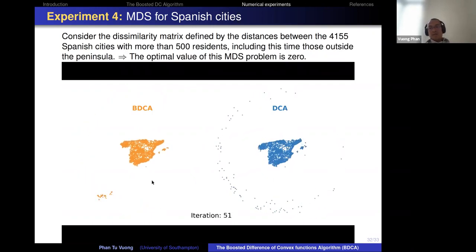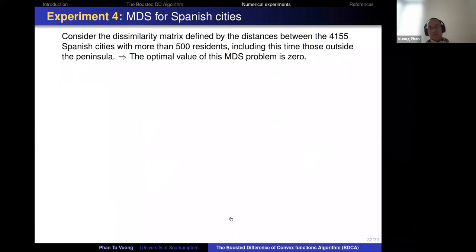The data is the distance between the cities. And you see that BDCA obtained the optimal value in 120 iterations. Okay. And DCA needs 300 iterations to obtain the optimal value.